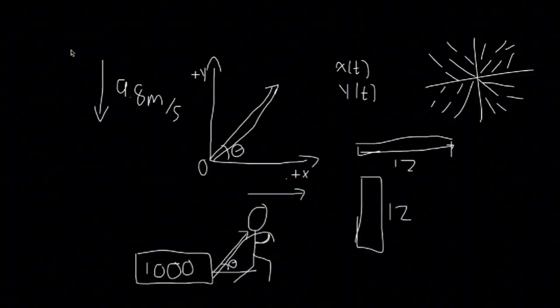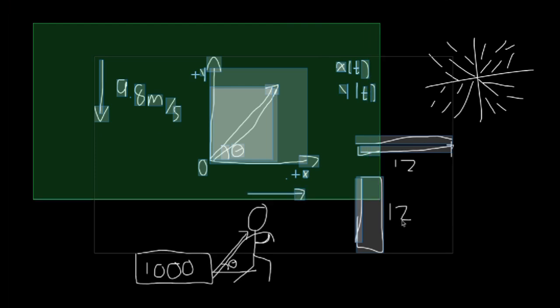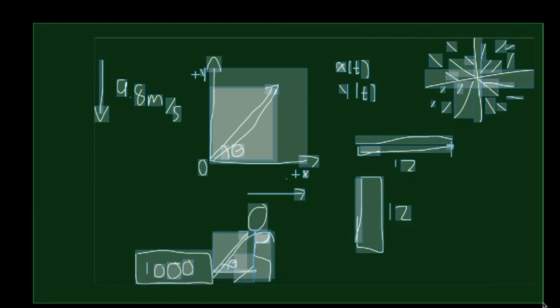Now, we will learn how to represent vectors as unit vectors. Let me draw a Cartesian plane over here, again, plus x plus y.